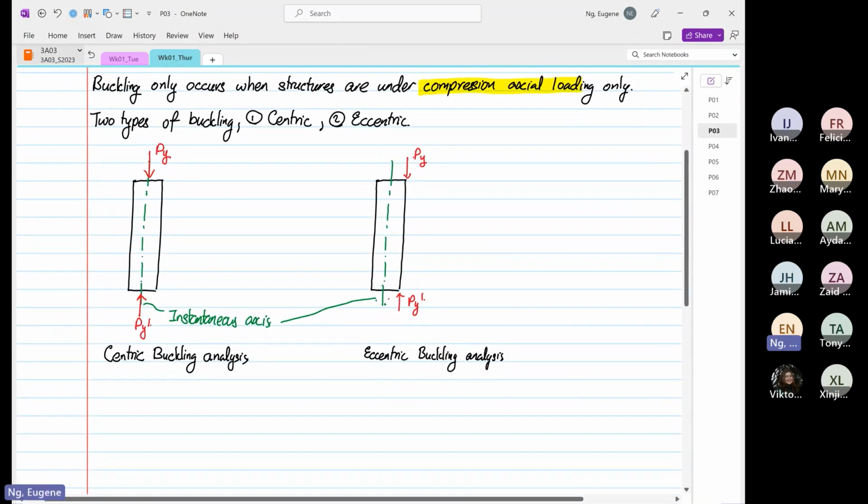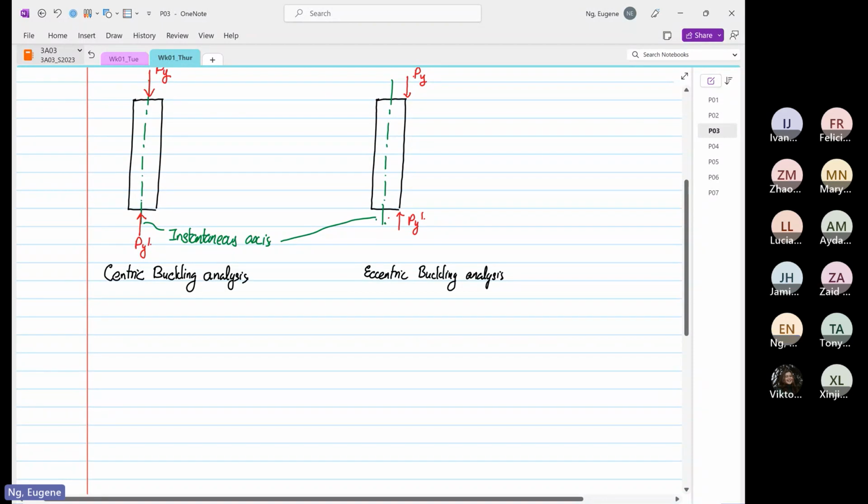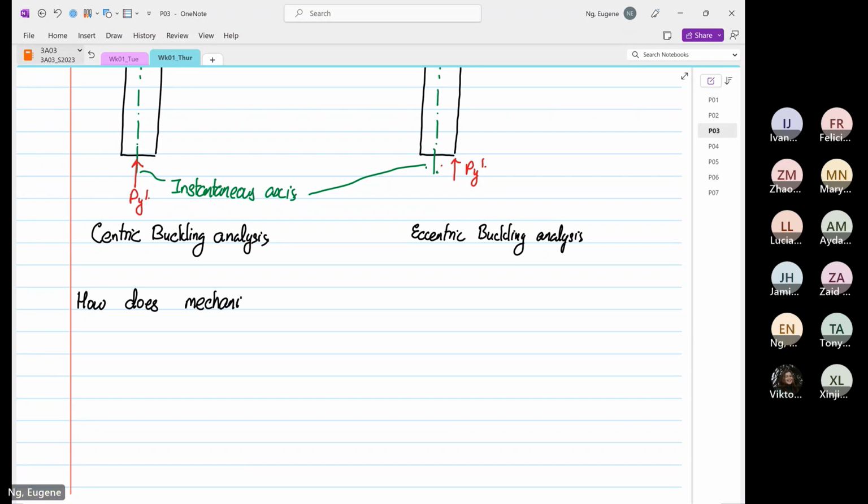Now, before I go on, I'm going to talk about stiffness of a structure. So how do mechanical properties relate to the stiffness of a structure? How does it relate to the stiffness of the structure?